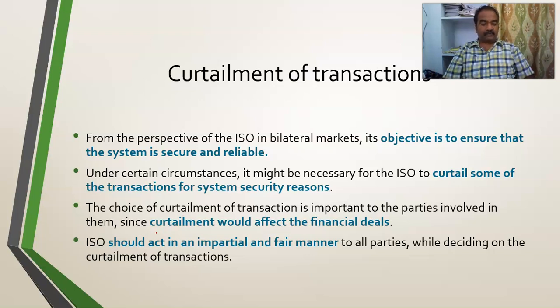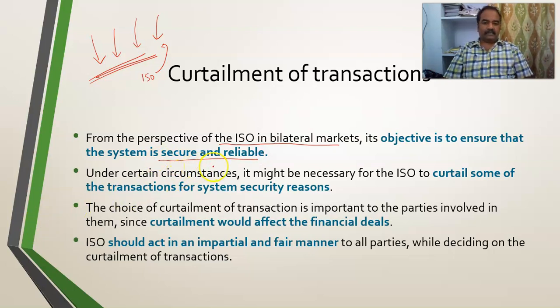Now, the next step we will be discussing is, let us suppose there are a huge number of requests from the different parties to the independent system operator. There is only one line. X1 has come, X2 has come, X3 has come. Everybody wants this transmission line. An independent system operator is supposed to provide it to only 1 or 2 persons based upon the capacity. In that case, how will he curtail the transactions? From the perspective of the ISO in bilateral markets, he has only one objective: to ensure the system is secure and reliable.